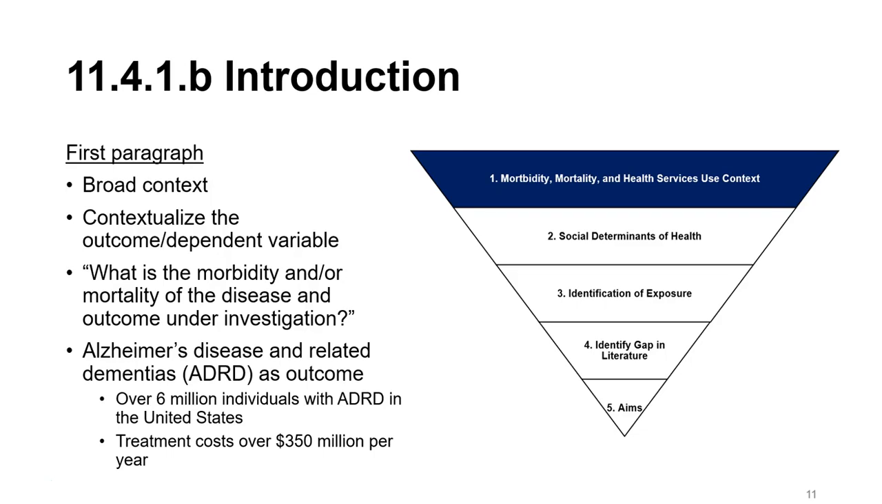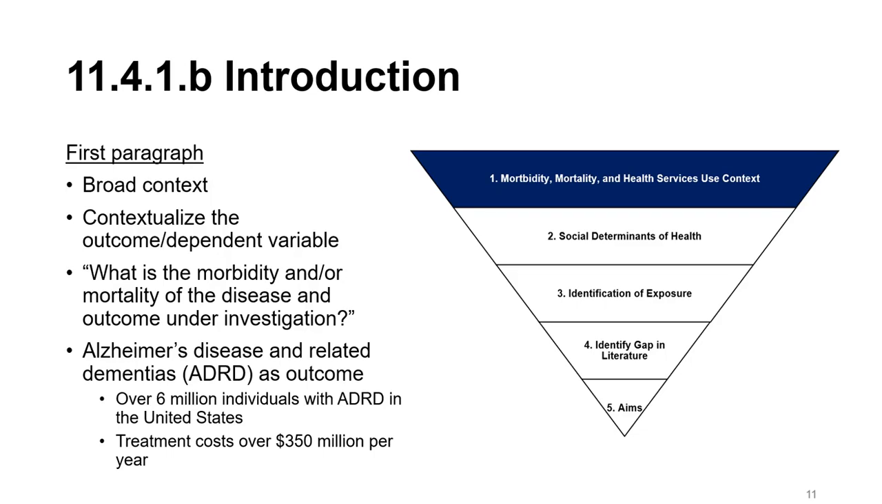So starting off with the first paragraph. This paragraph will conceptualize the outcome or the dependent variable. It starts very broadly to talk about the morbidity, mortality, and health services use. You are conceptualizing why it's important. An example may be, what is the morbidity and mortality of, say, Alzheimer's disease as our outcome.